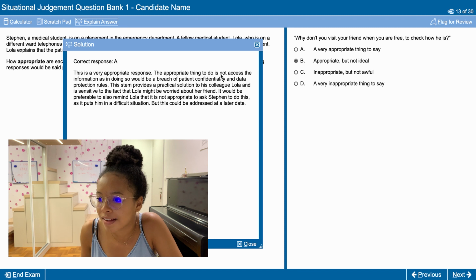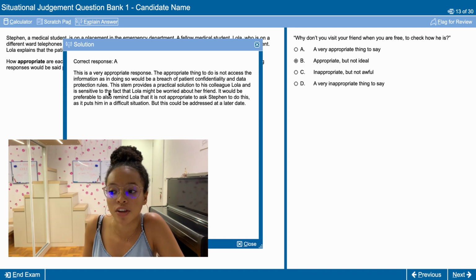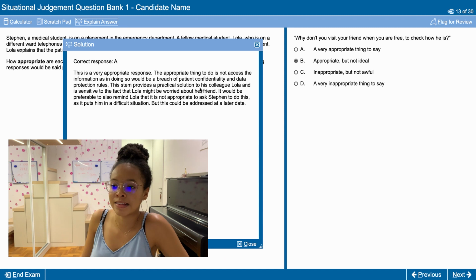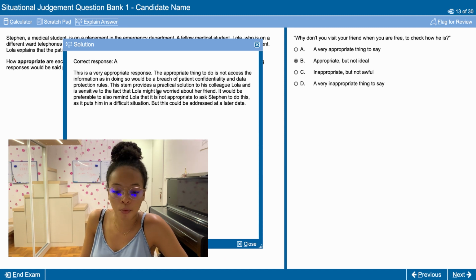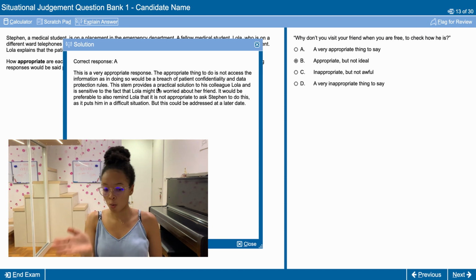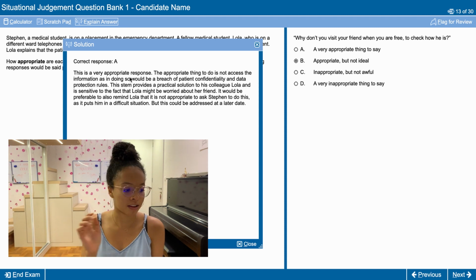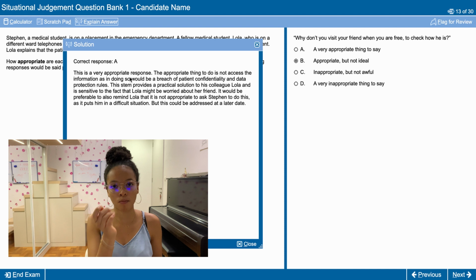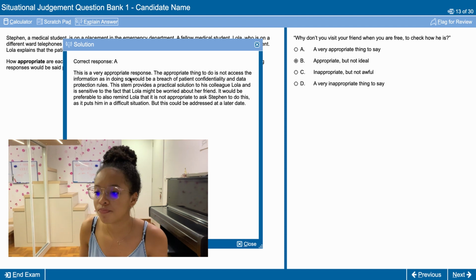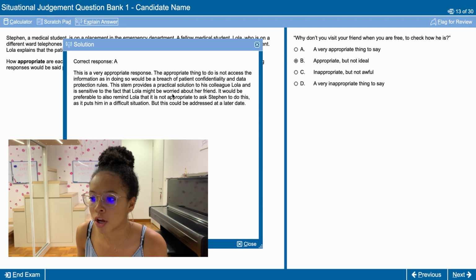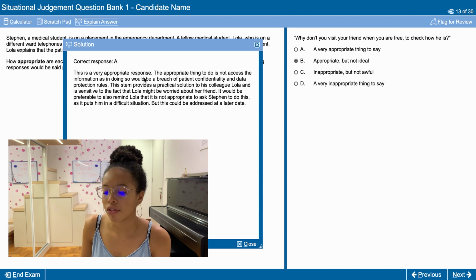...to do is not access the information, as in doing so would be a breach of patient confidentiality and data protection rule. This stem provides a practical solution to his colleague Lola, and is sensitive to the fact that Lola might be worried about her friend. Oh yeah, true. So see, at that point, if I would have made this mistake when I was actually practicing for the UCAT, I would take a post-it note or whatever, my paper that I was having next to me, and write down worried about her friend, and write down the key information.